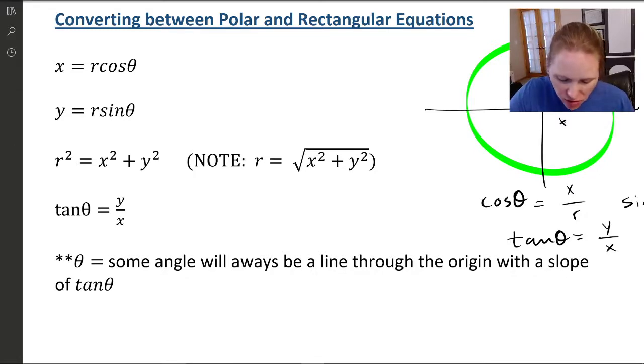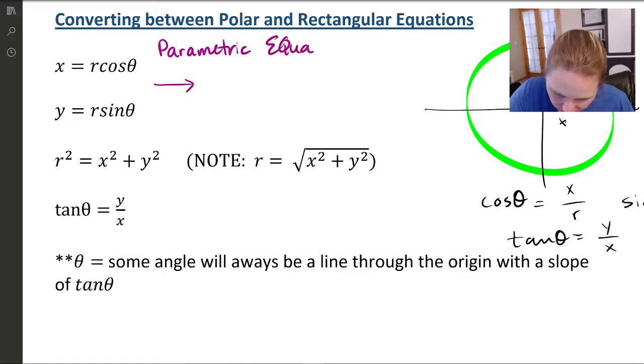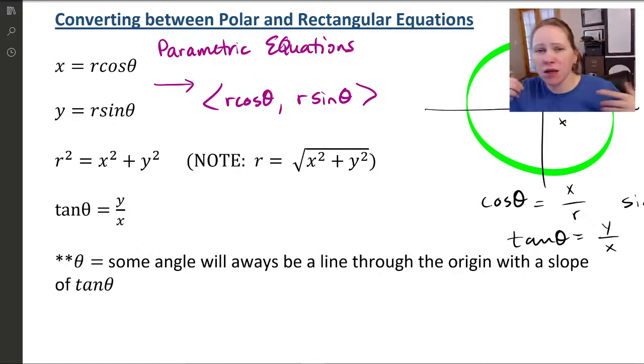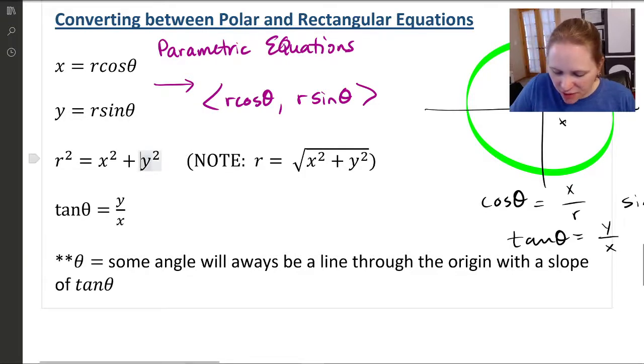So if x is r cosine theta and y is r sine theta, then my parametric version of this would look like this. I would have r cosine theta, comma, r sine theta. And all of a sudden now I've got these parametric equations, or vectors if you will. It's all kind of the same, they're all related, and we treat them the same and do the calculus the same. But instead of x's and y's and t's, now I have r's and thetas.